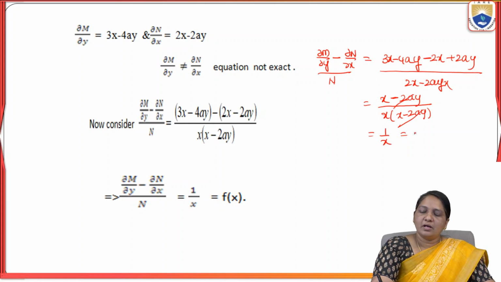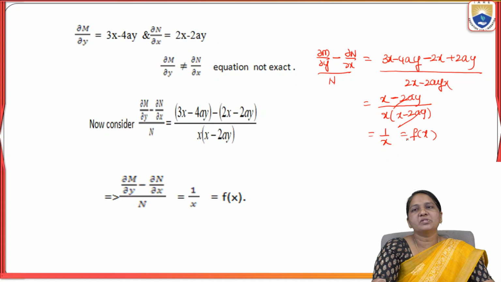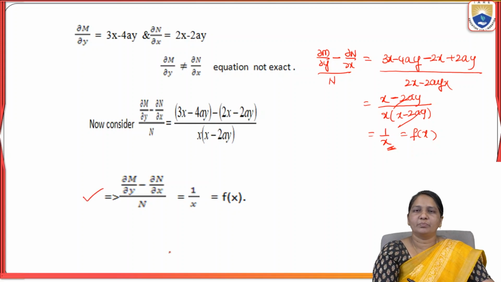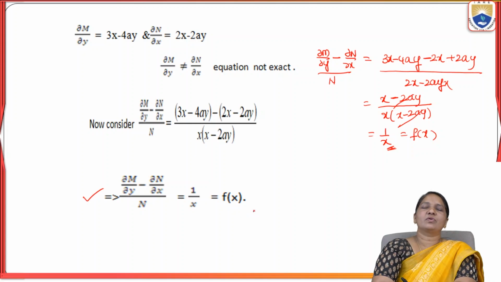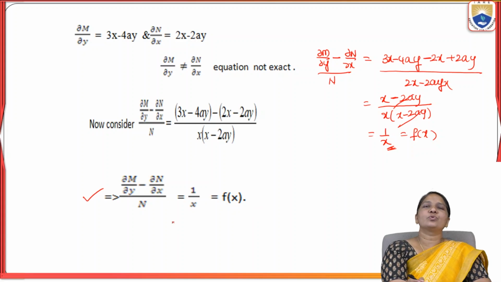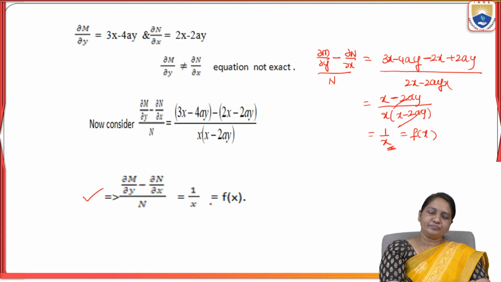This is the only single variable function; we are not getting any other variables, only x. Otherwise, if we had only y, that method would be different, the fifth method, which we will discuss later. So we got 1 by x, a single continuous variable function. This condition is satisfied, so we can follow the fourth method. So f of x is 1 by x. If (∂M/∂y minus ∂N/∂x) by N is 1 by x, what is the integrating factor?